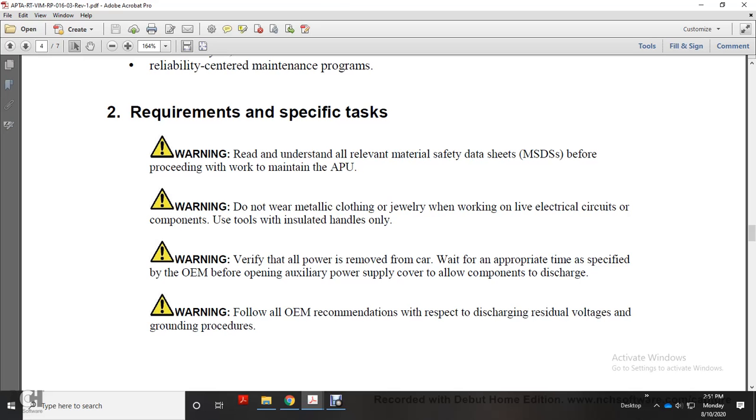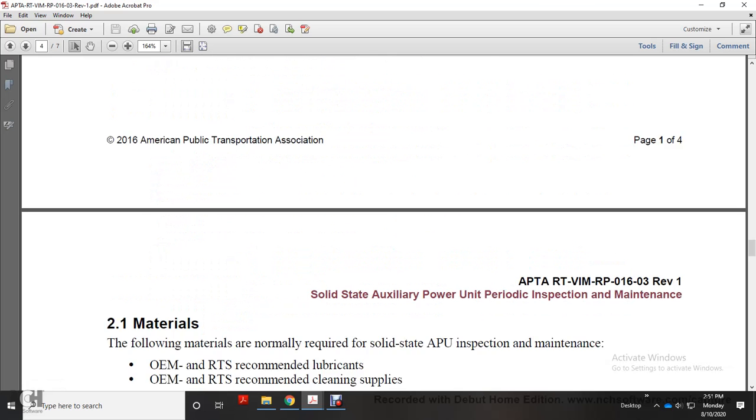Warning. Verify all power is removed from the car for the appropriate time as specified by the original equipment manufacturer operating auxiliary power supply. Covered to allow components to discharge. Warning. Follow the original equipment manufacturer recommendations with respect to discharging residual voltage and grounding procedures.